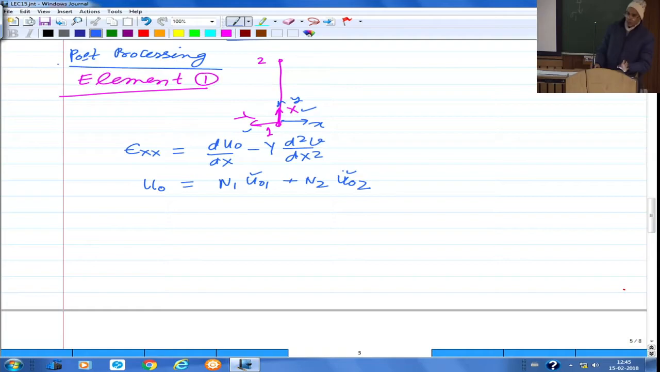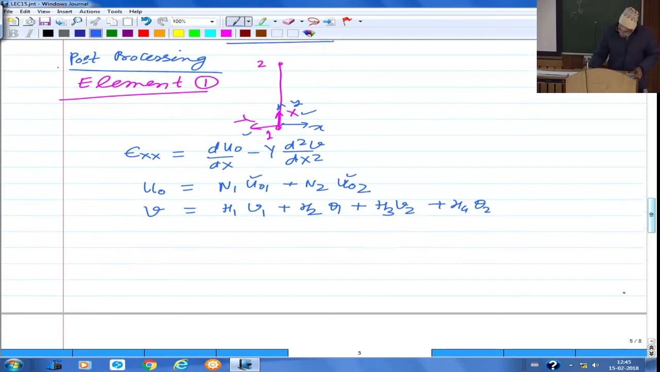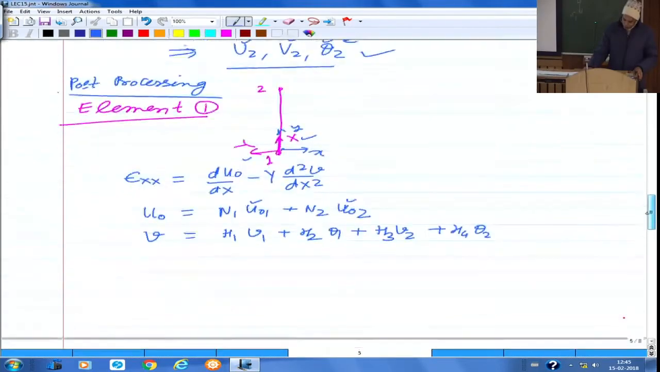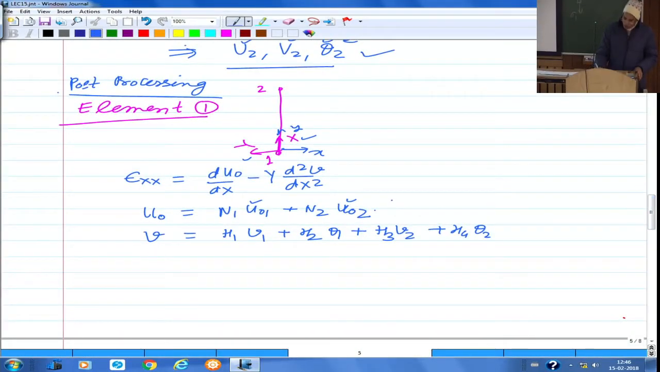That means these are the displacements with respect to the local element x axis. And similarly, if you remember, v was taken as H1 v1 plus H2 theta 1 plus H3 v2 plus H4 theta 2, isn't it? So now after the solution, I have got the displacements with respect to global coordinate axes u2, v2, theta 2. So before I can actually calculate this u naught or its derivatives, I need to get u naught 1, u naught 2, and v1, theta 1, v2 and theta 2.